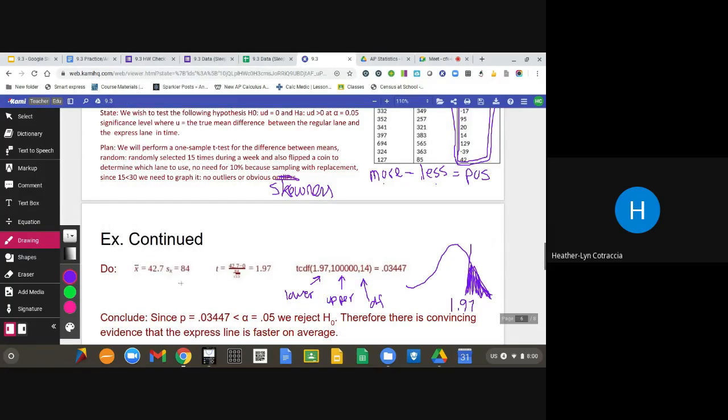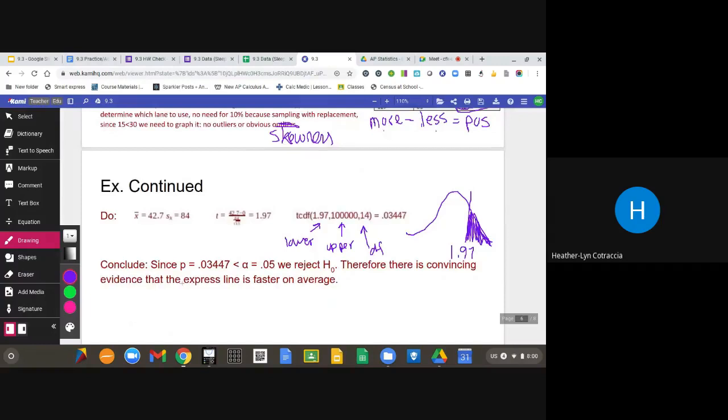Okay, and then we compare P to alpha. P is 0.03, alpha is 0.05. If P is small, we reject the null. If you reject the null, there is convincing evidence that the express lane is faster on average.